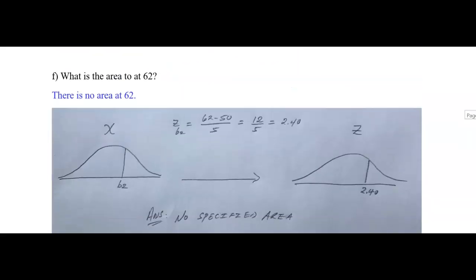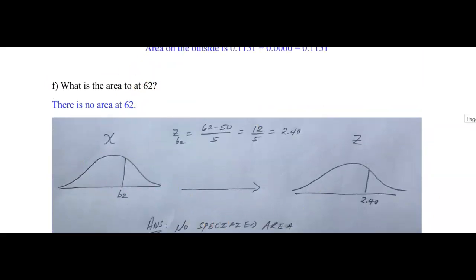Remember, when it says exactly at some number, the area will always be 0 because there's no area specified.